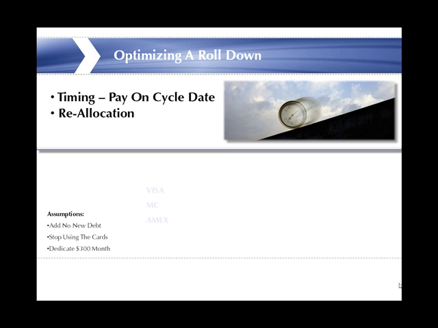Now, in reallocation, we're talking about taking a number of debts. In this case, we're going to use an example with three: a Visa, MasterCard, and American Express, just to identify them. And we're going to assume that each of them has a $100 payment, just for the sake of this presentation. And we're also going to assume that we're not going to add any new debt to these cards. So the total is $300. We're going to dedicate $300 to this process, okay?